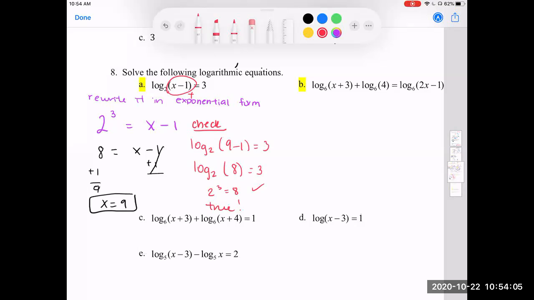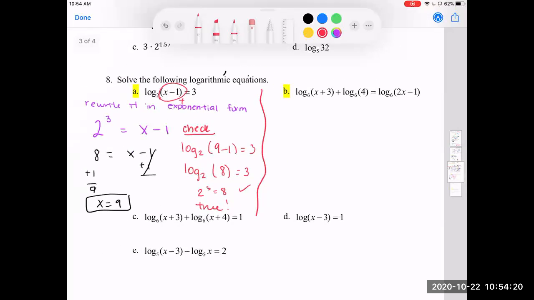So just in case if you're working through your problems in your exam, if one of your answers is not showing up as a possibility, maybe it's because it didn't check out. So just be aware of that. Let's take a look at B.